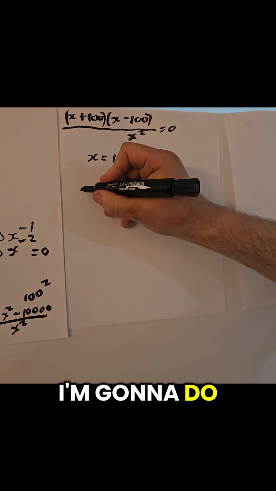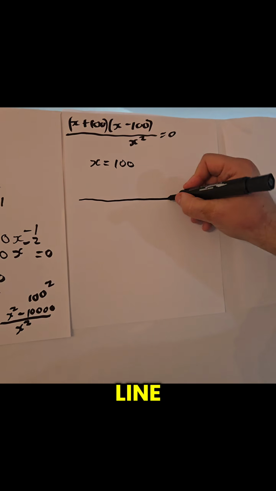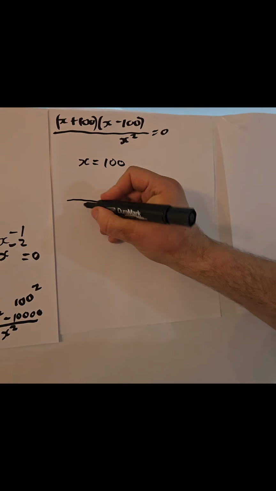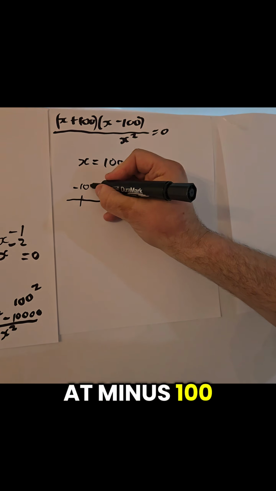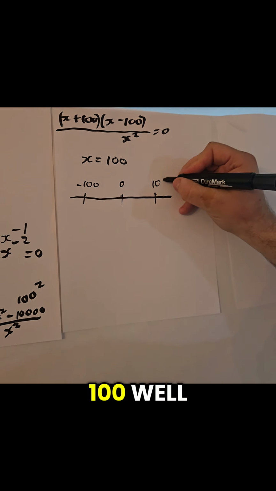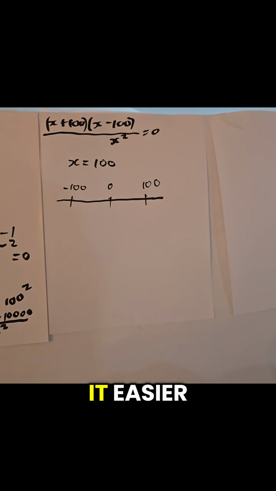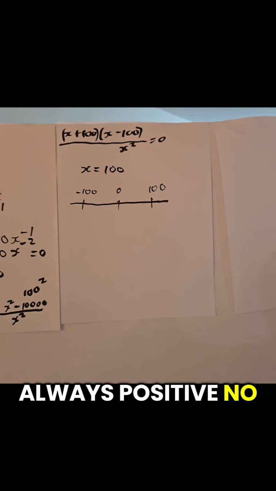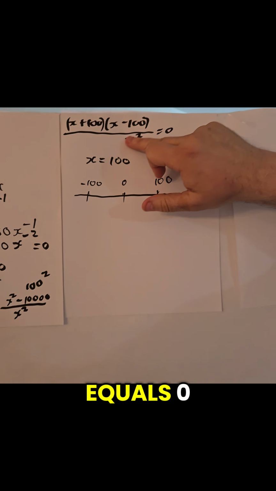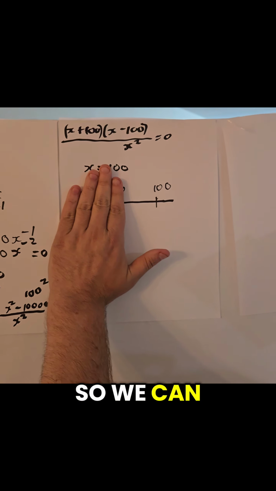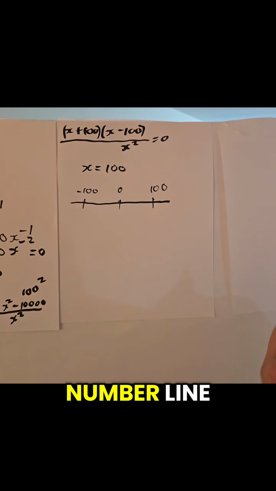So what I'm going to do is draw a number line and all the points where this potentially changes sign. It could be at minus 100, it could be 0, or at 100. Well, to make it easier, x squared is always positive no matter what. So other than x equals 0, we know that's always positive. And we're told x is a positive number, I just said that.